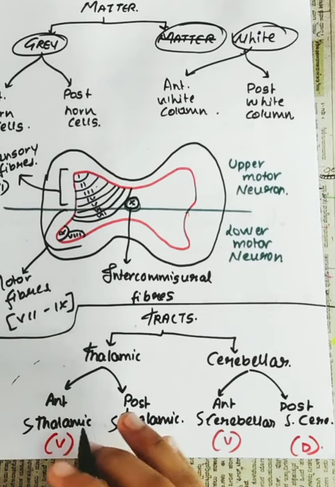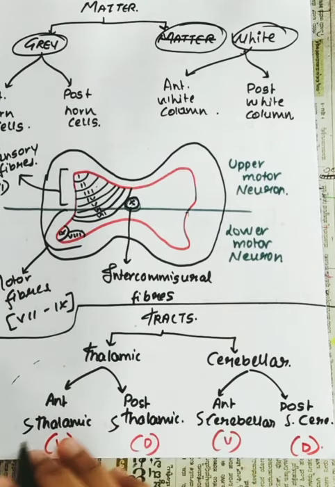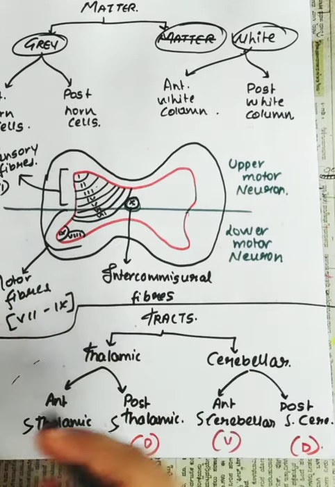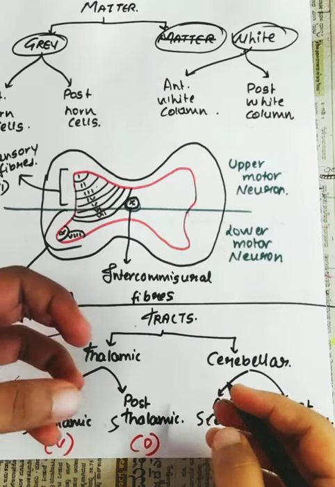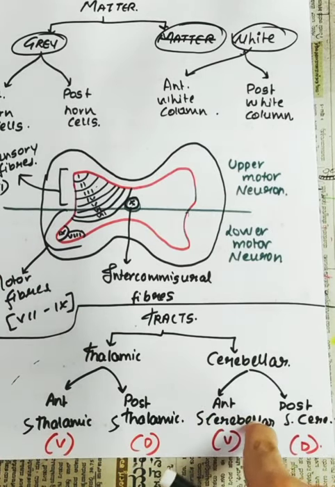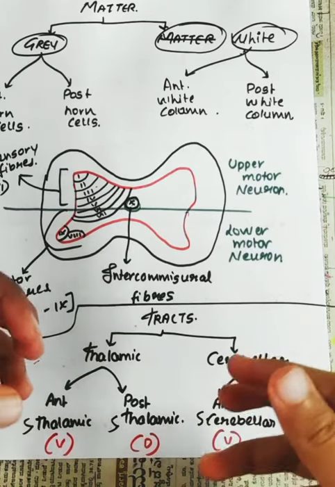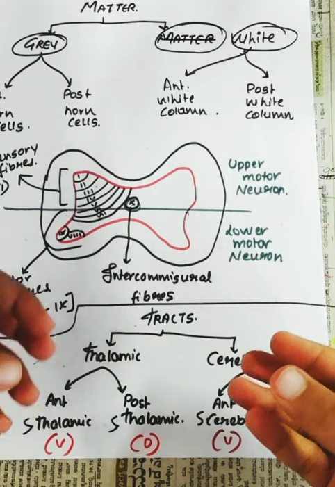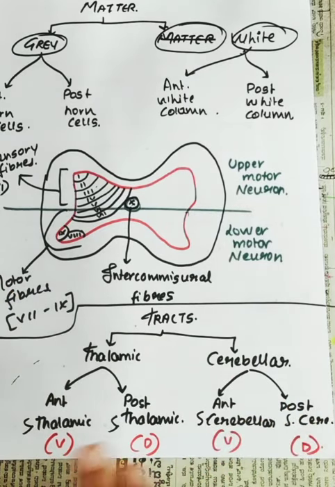So basically what does this spino indicate? Spinothalamic, there is some connection between the spinal cord as well as thalamus. If you say about the cerebellar tract, spinocerebellar in the sense there are some tracts which connect from spinal cord till the cerebellum region. So this was about the introduction.